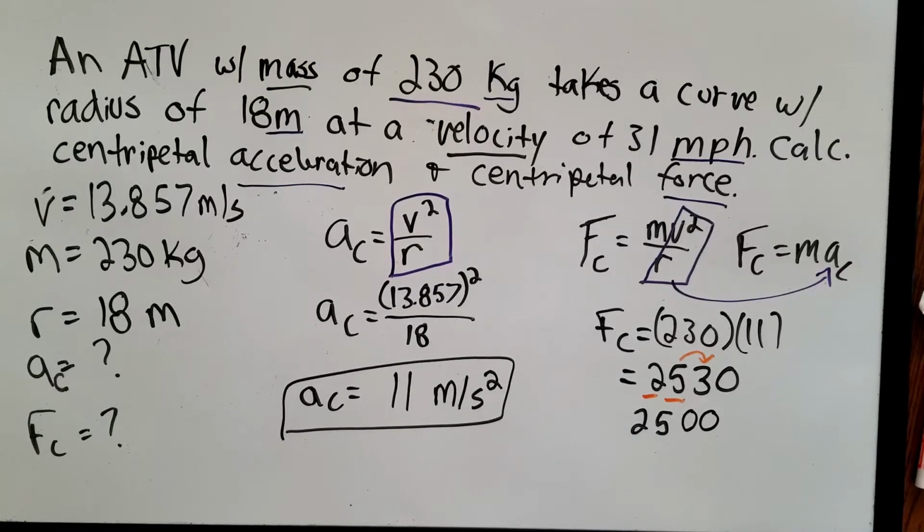So it takes 2,500, what are the units on force? Newtons, after Sir Isaac Newton. So it takes 2,500 newtons of force for that ATV to take that curve at that velocity. All right.